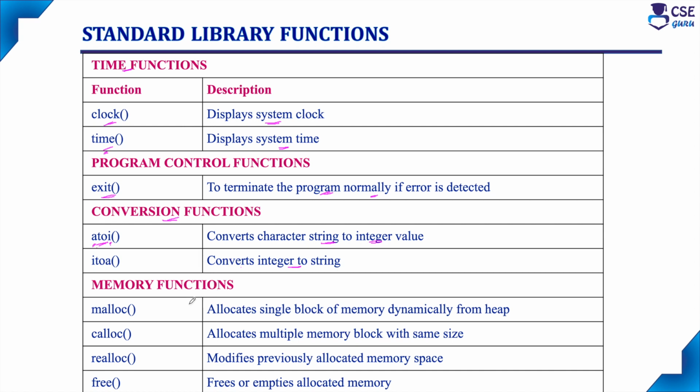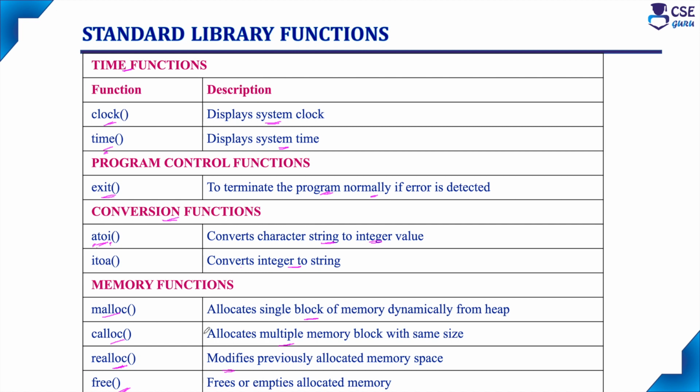And the memory functions: malloc, calloc, realloc, and free. These memory functions we will discuss in detail when we discuss the concept of pointers. Malloc is used to allocate a single block of memory dynamically, and calloc is used to allocate multiple blocks of memory, each block of the same size. And realloc is used if the previously allocated memory is not sufficient; by using realloc we can either increase or decrease the memory size. Free frees the allocated memory.